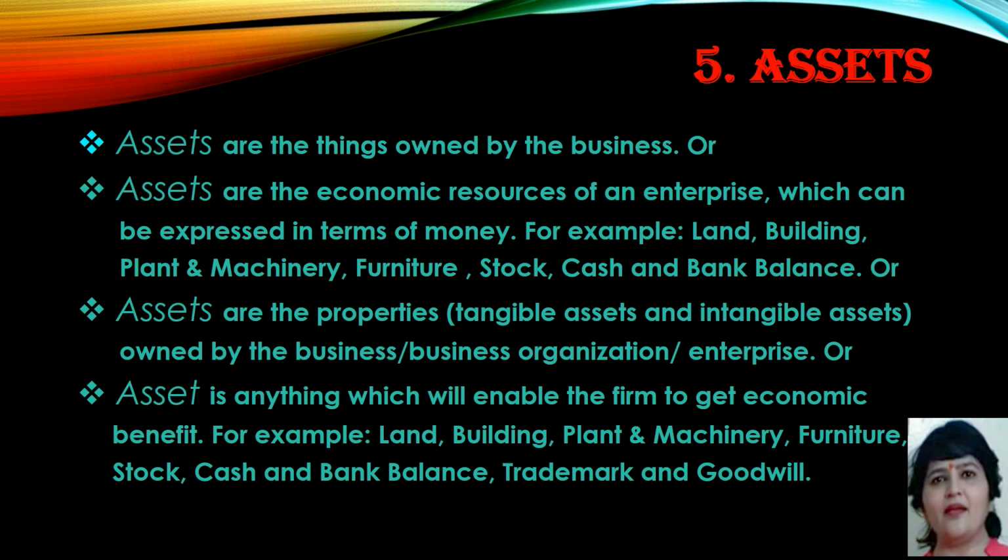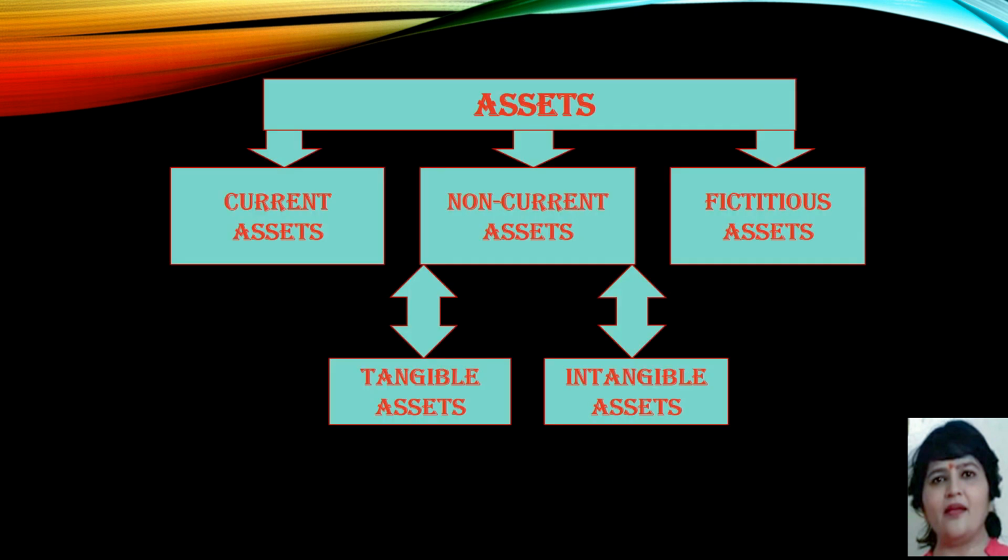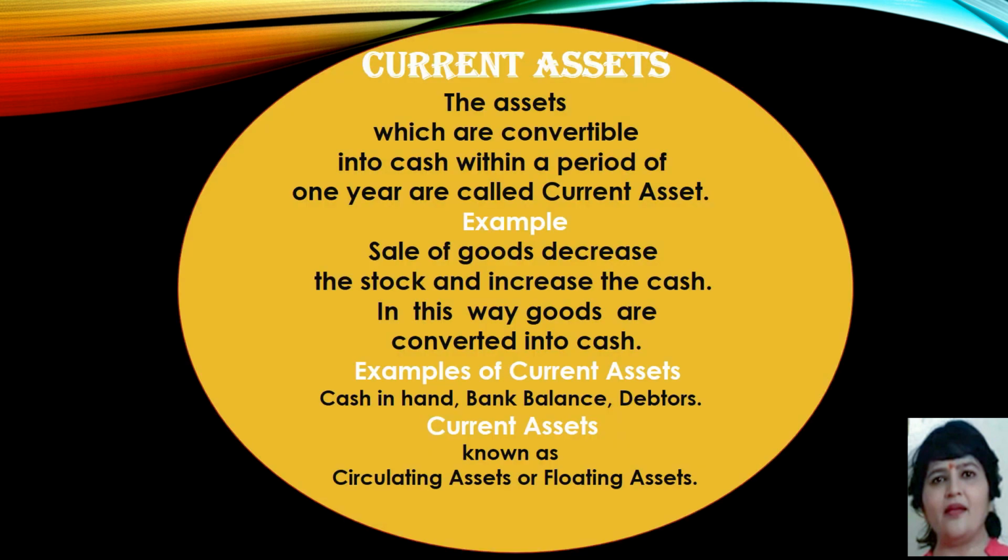There are three types of assets: current assets, non-current assets, and fictitious assets. Let us move to understand what are current assets. Current assets are those assets which are convertible into cash within a period of 1 year. Means those assets which can be converted into cash within a period of 1 year, they are called current assets.